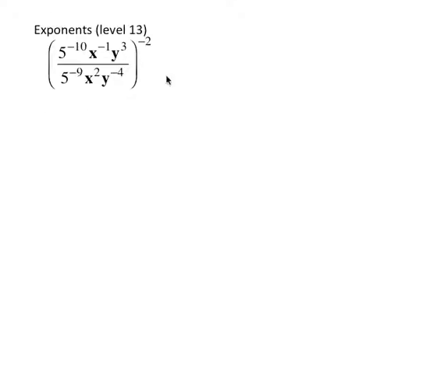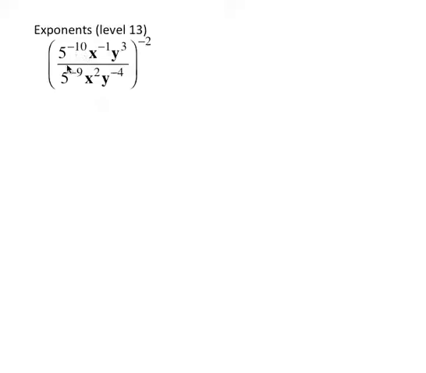All right, here's a level 13 type example. So I have a lot of things to do inside the brackets. The first thing I'm going to do is deal with these 5s. I have 5 to the negative 10 divided by 5 to the negative 9. I could just move the exponents around.